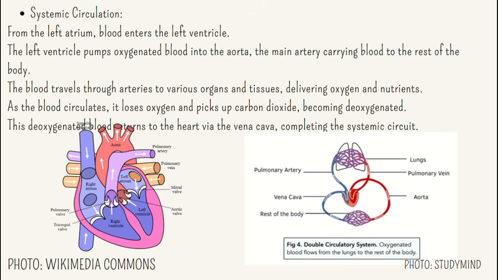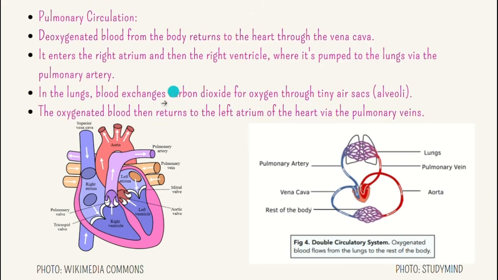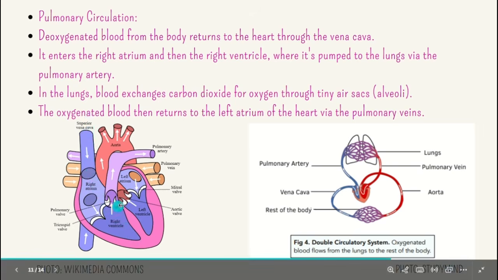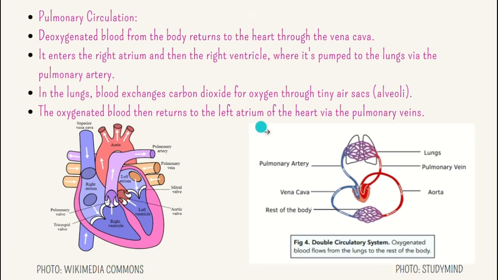So this deoxygenated blood returns to the heart with the vena cava, completing the systemic circuit, right? So as you can see, it's a cycle. The pulmonary circulation starts with deoxygenated blood coming to the vena cava, right atrium, right ventricle, and then out through the pulmonary artery to the lungs, right? So that's what happens. Obviously, in the lungs, you have tiny air sacs called alveoli. Gas exchange takes place, so then oxygenated blood comes back in through the pulmonary veins. So the pulmonary veins are bringing oxygenated blood to the heart.